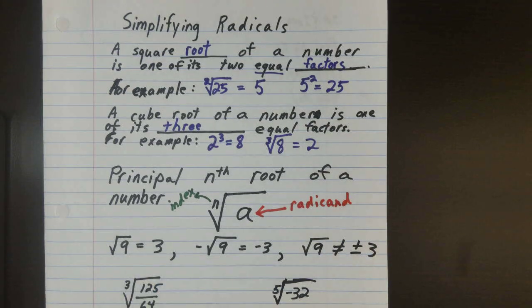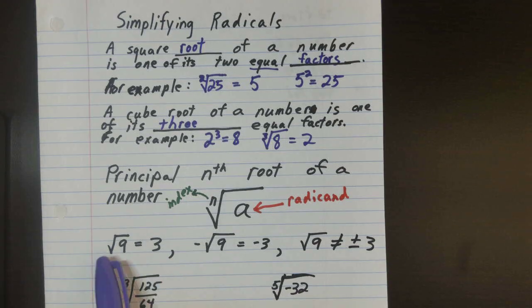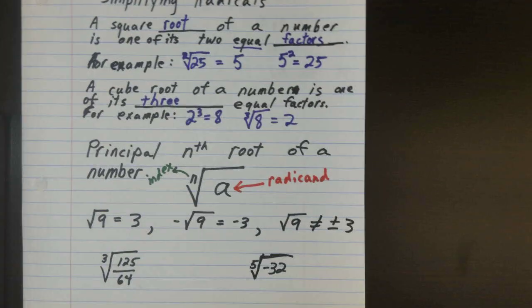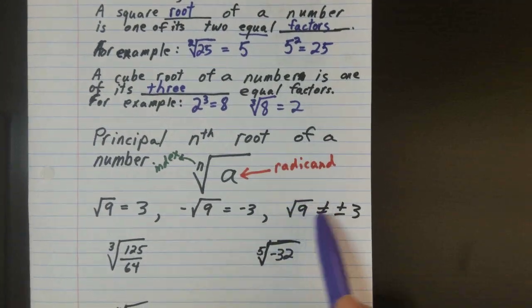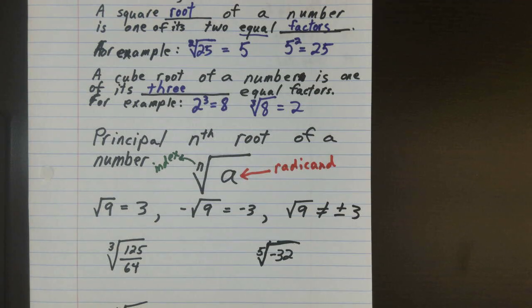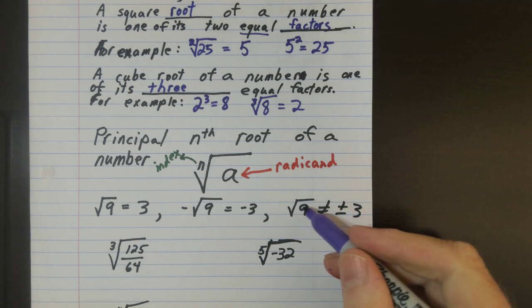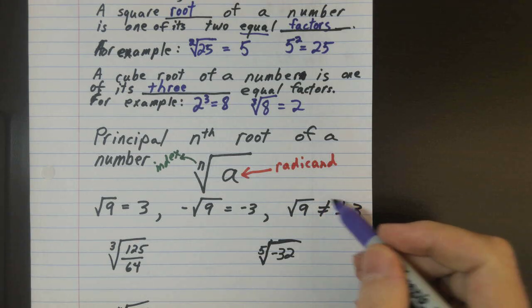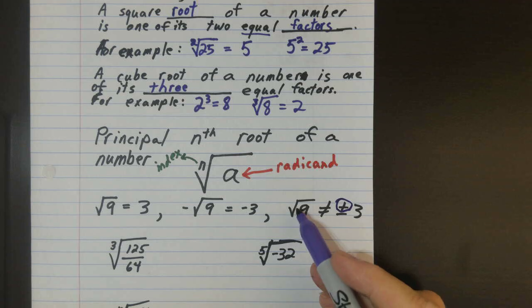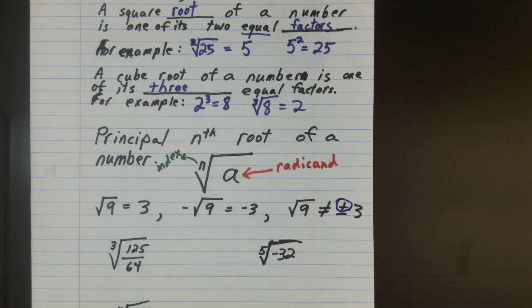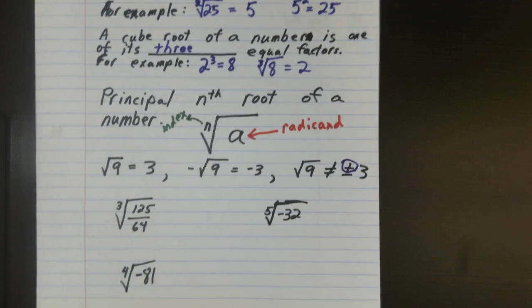So, and then I have this little thing here. The square root, or the principal square root of 9 is 3. The negative principal square root of 9 is negative 3. Here's what I want you to know. The square root of 9 is not plus or minus 3, even though negative 3 times negative 3 is 9. When we do this, we're only talking about the principal square root, the one that has the same sign as the radicand.